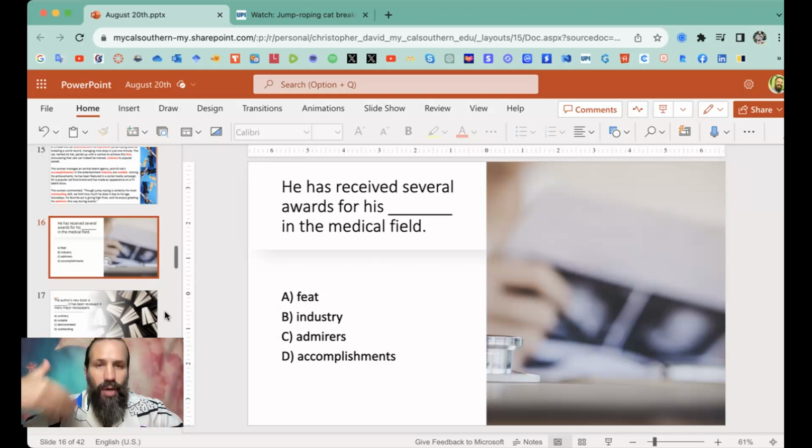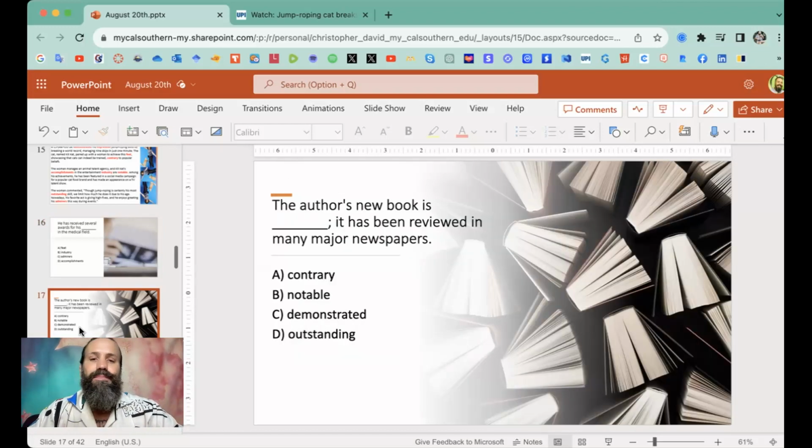These are just to keep using these words in a new context. The author's new book is blank. It has been reviewed in many major newspapers. The author's new book is outstanding. Again, grammatically, I think you could say notable, but we're going to say outstanding. It has been reviewed in many major newspapers.